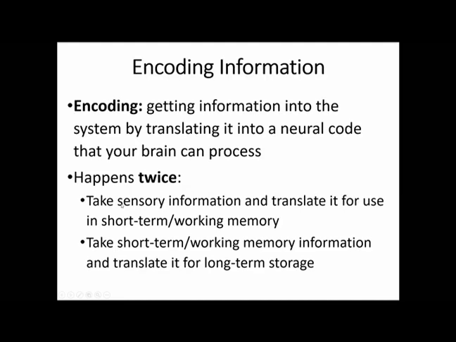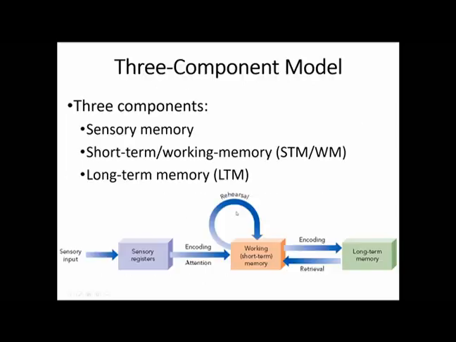And so encoding is how we're getting information into the system by translating it into a neural code that your brain can process. And so we've already talked about the fact that this happens twice. So you take sensory information and translate it for use in your short-term or working memory. And then you also take short-term and working memory information and translate it for long-term storage.